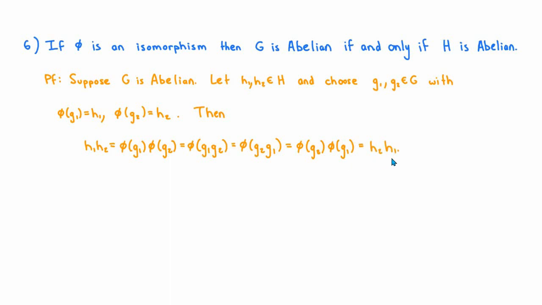and then recognizing that that's the same as H2 times H1. So what we've shown here is that for arbitrary elements H1 and H2 in H, H1 H2 is the same as H2 H1, and that's exactly what we need to show in order to conclude that H is an abelian group. That proves one direction of this property.